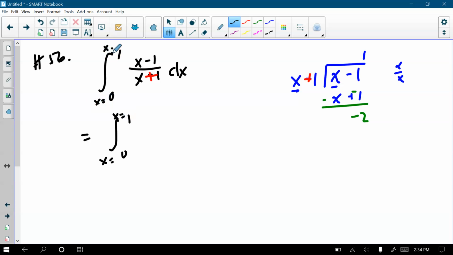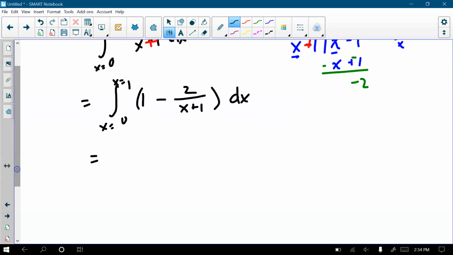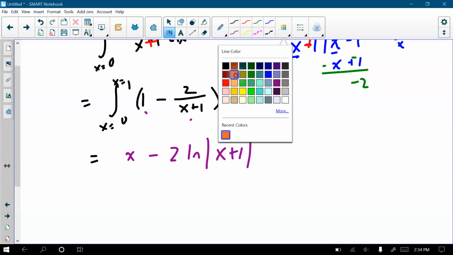Okay, now we get 1 minus 2 over x plus 1. And now we can integrate term by term. So the antiderivative of this one is going to be x. And the antiderivative here will be minus 2 ln absolute value of x plus 1. If you needed to, you could have written that separately on the side to see if that's really true.